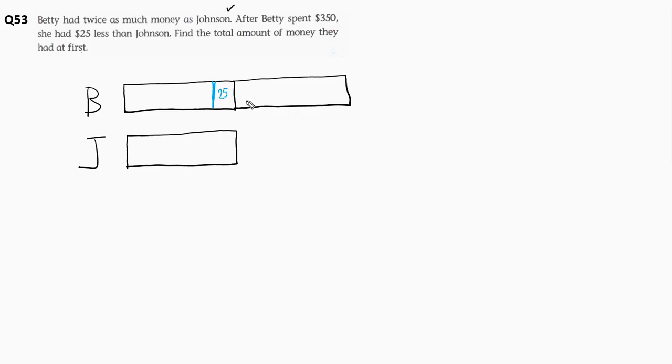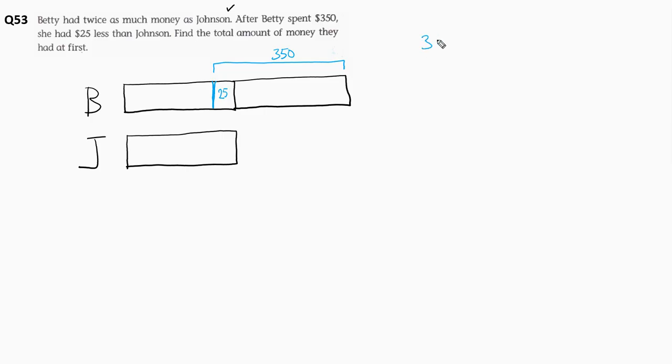$25. We also know how much she spent. So we know that this whole thing here, all of this, is 350. I should write in my dollars, but it's just clearer not to. So this whole thing is 350, and this bit of it is 25. That now means that we can calculate the value of this part. And remember that this part is the same as this and is the same as this.